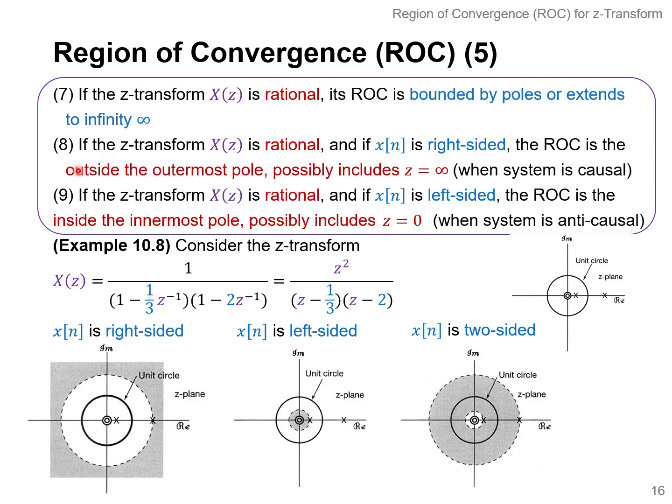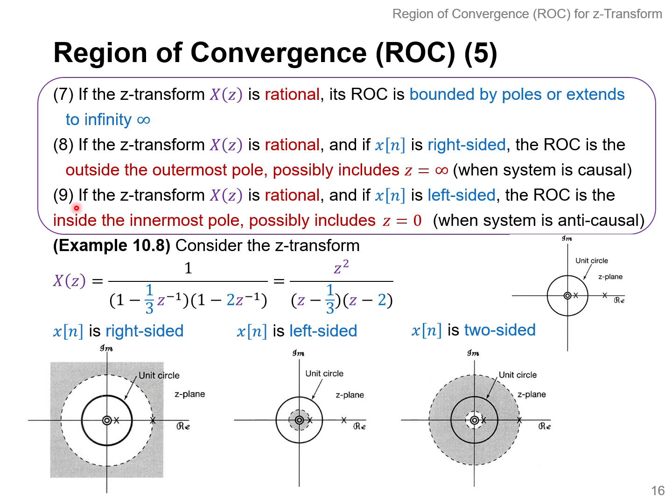Property 8. For a right-sided signal, the ROC is outside the pole with the largest radius. If the system is causal, the ROC can also include Z equals infinity. This matches what we said on page 13.